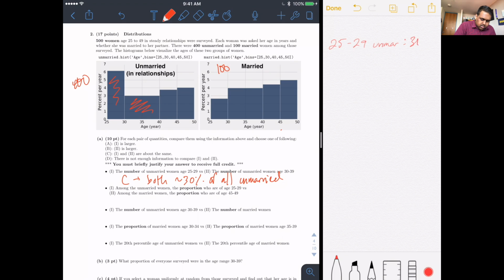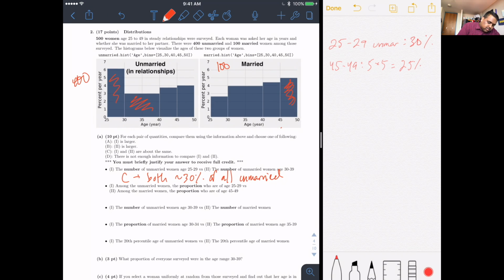And that was 30%. Now let's look at the married women 45 to 49 category, right? Here, the width is 5, the height is about 5, and so that means that's about 25% of all married women are between 45 to 49. So that leads us to conclude the answer is A, since 30% is greater than 25.